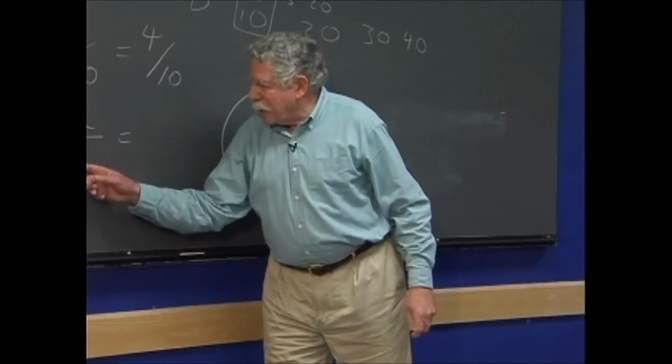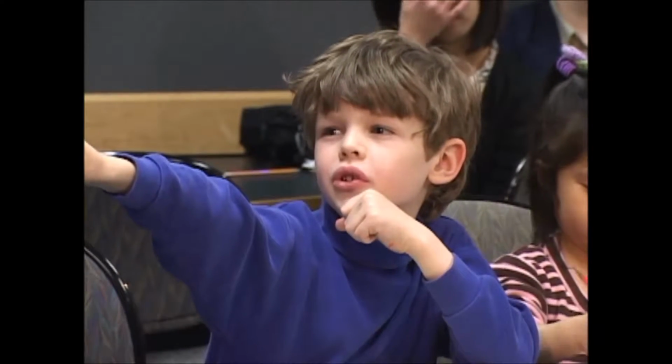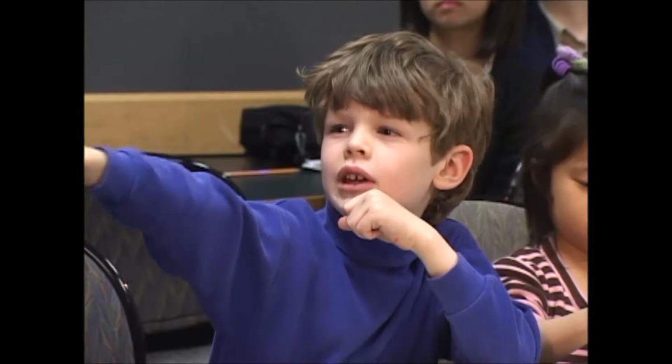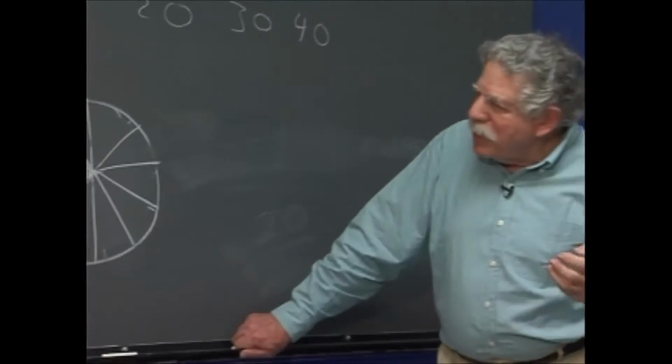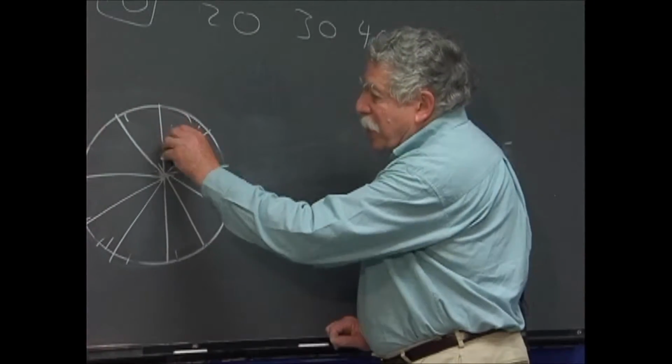For this problem, first the cake is broken up into 10 pieces. Good. I think I can do that. It's not going to be very accurate, but I'll try. And shade in one of the pieces. 10 pieces. Now what? Now shade in one of the pieces.